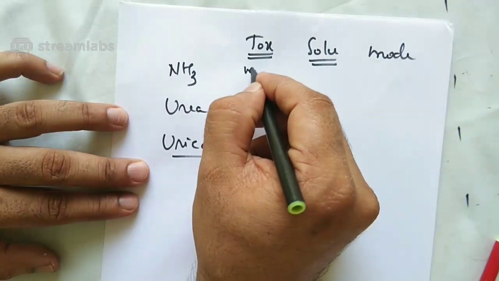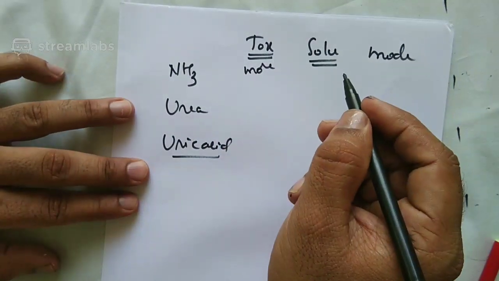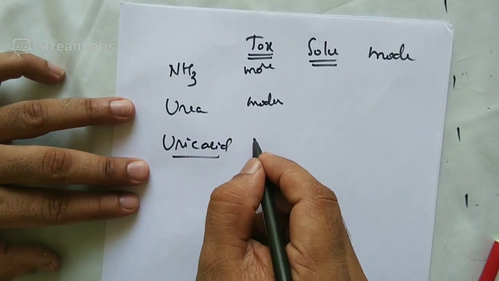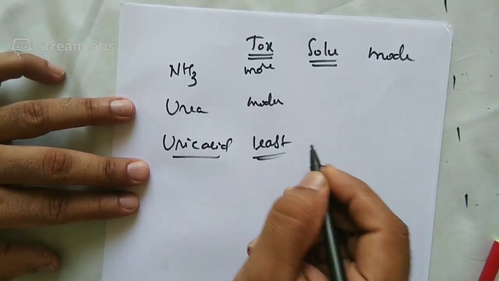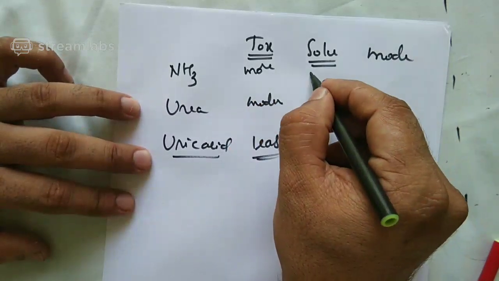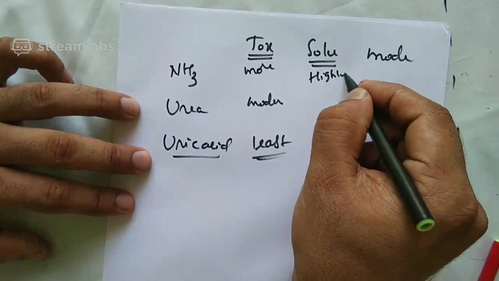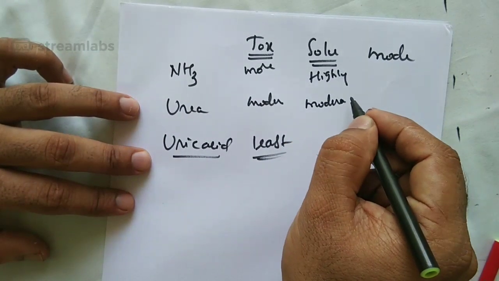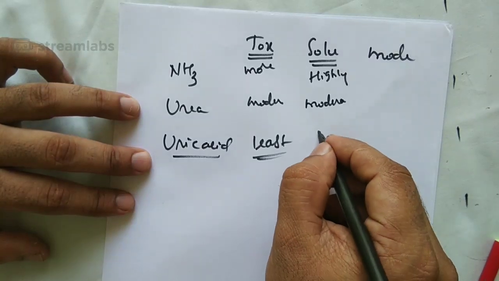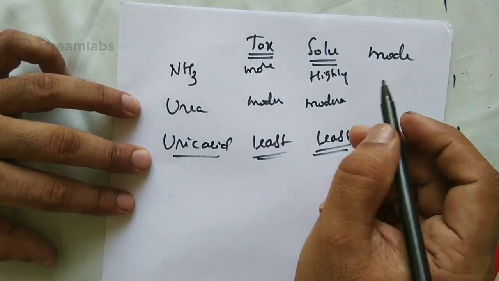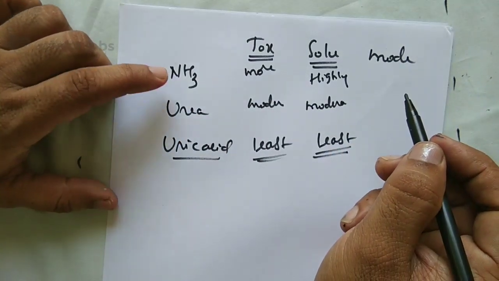Yes, ammonia is more toxic, and urea is moderately toxic. Uric acid is least toxic. Hope the matter is very clear. First word over. Solubility: ammonia is highly soluble. Urea is moderate, or I can say readily soluble. Uric acid is least soluble. Please remember, what is the mode of excretion of ammonia?